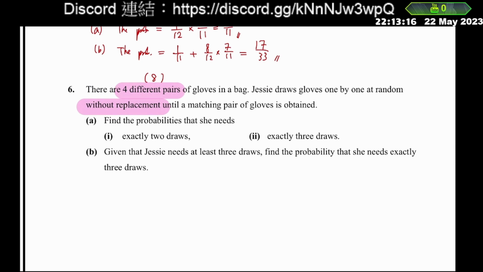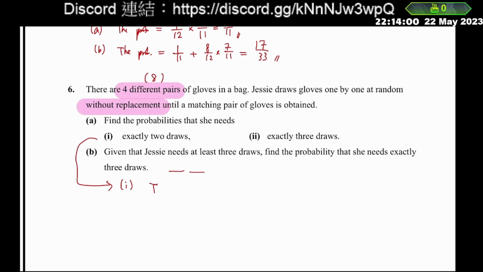Okay, so find the probability that she needs exactly 2 draws. For exactly 2 draws, it means that she is really lucky, and she can draw one, and the second one matches, the same pair. So it's like filling in the blanks: we draw 2 gloves to make a matching pair in exactly 2 draws. The first one can be anything, and after having that, the second one matches with the first one.